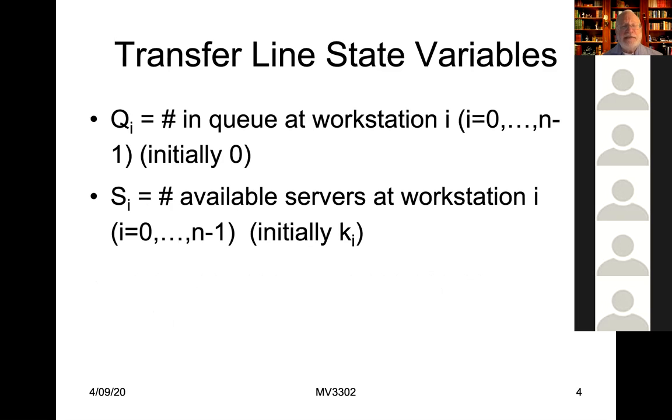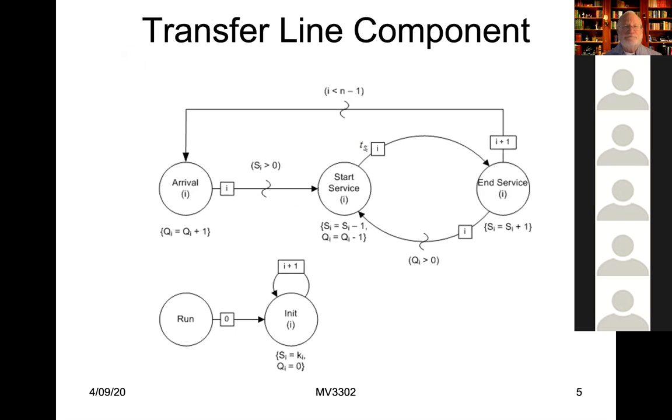Again, the state variables are the same, and what's different here from some of the first models that we did is that the state variables themselves are also an array. So when we get around to implementing this, the number in the queue is going to be an array rather than a scalar. And likewise, the number of available servers is going to be an array rather than a scalar. But we're not worried about the implementation yet. Here, the idea is that the component itself is all that we are looking at.